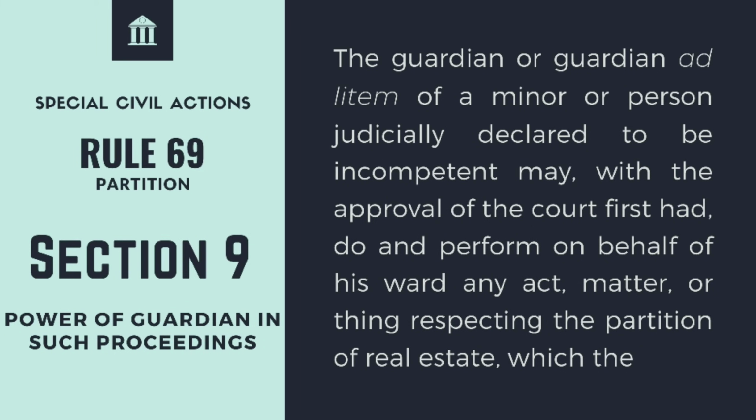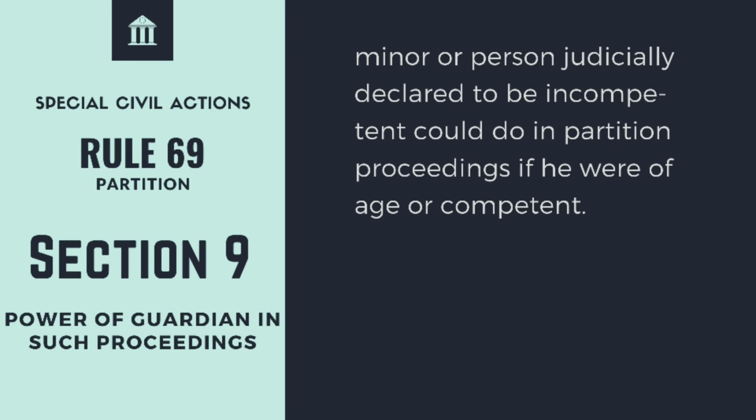Section 9. Power of guardian in such proceedings. The guardian or guardian ad litem of a minor or person judicially declared to be incompetent may, with the approval of the court, first add, do, and perform on behalf of his ward any act, matter, or thing respecting the partition of real estate, which the minor or person judicially declared to be incompetent could do in partition proceedings, if he were of age or competent.